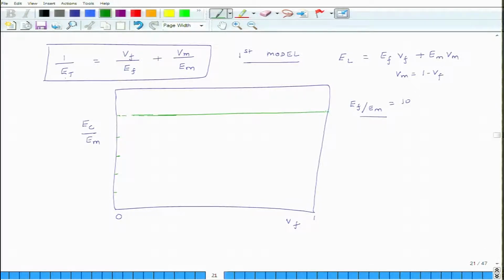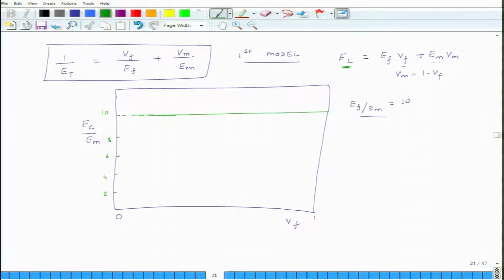When fiber volume fraction is 0, what is the value of E_L over E_m? 1. So first we are going to develop a line for E_L. When fiber volume fraction is 0, volume fraction of matrix is 1. This number will be 1, right. So, this is 2, 4, 6, 8, 10.